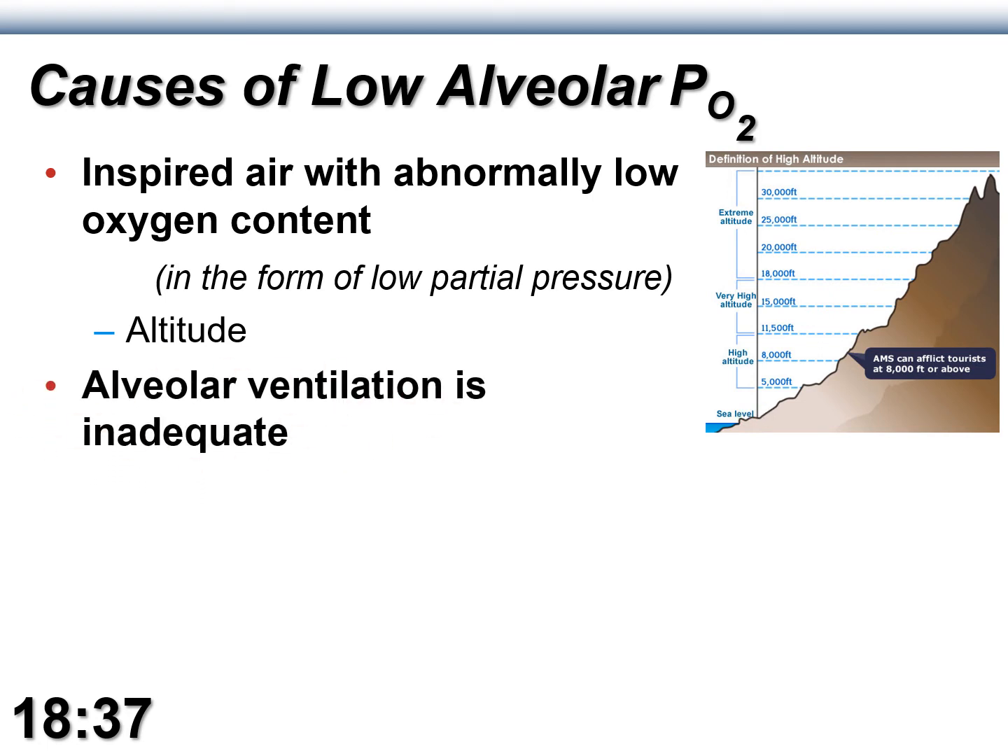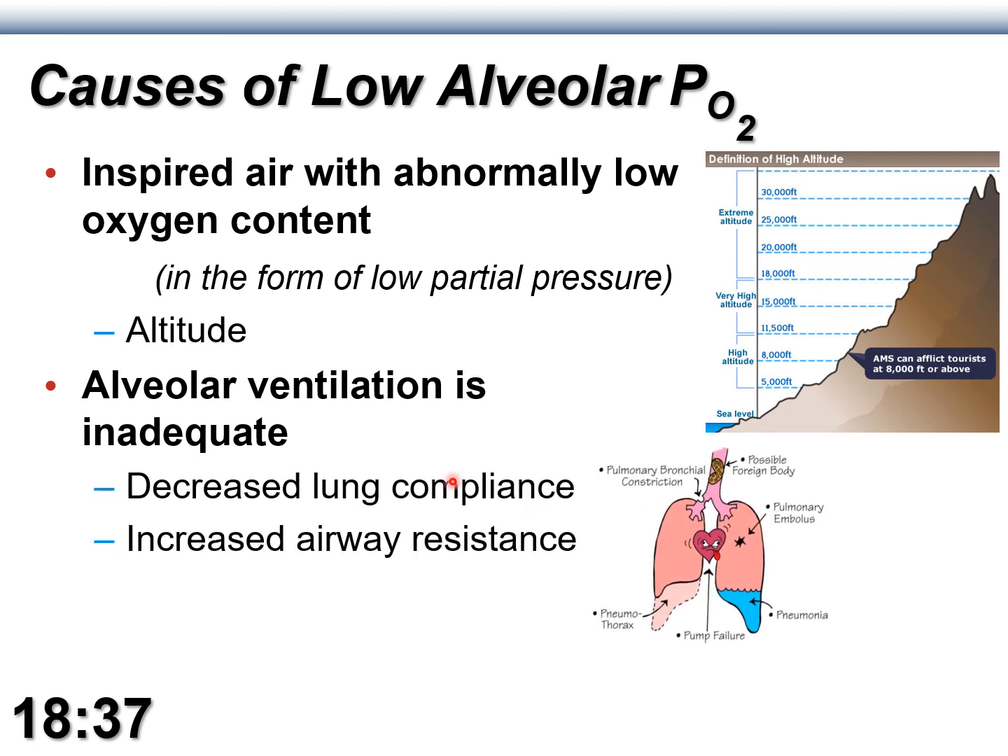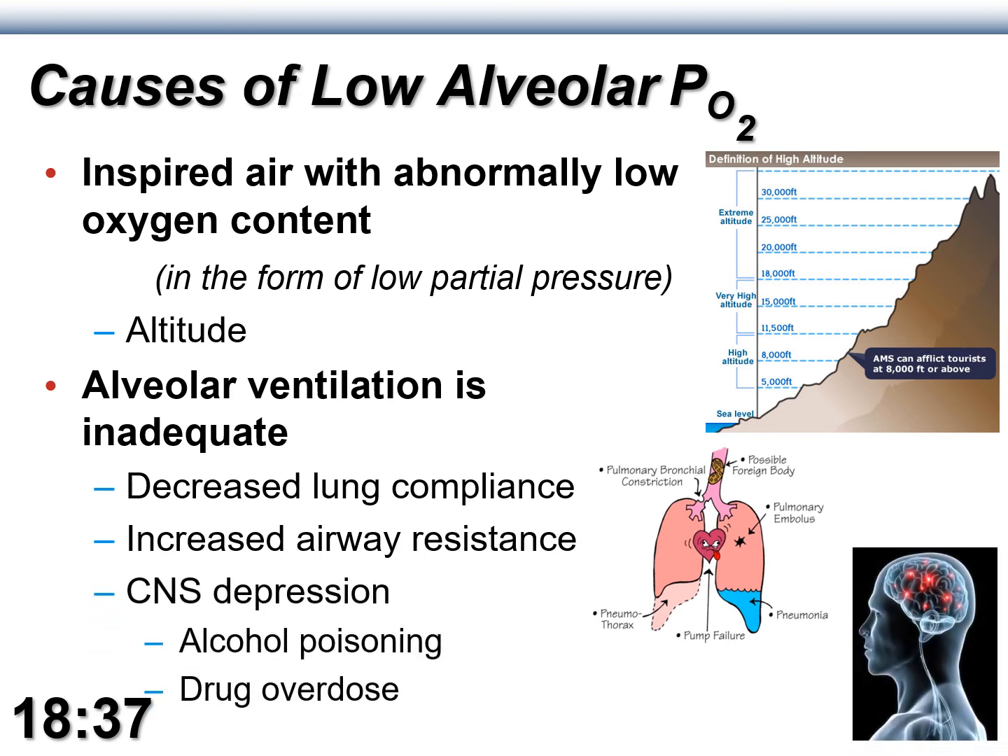Alveolar ventilation is inadequate. That can be because of issues where you can't expand the lungs properly, or we have increased airway resistance because of inflammation and/or occlusion, or we have issues with the breathing center in the brain being depressed, and so we're no longer breathing. Alcohol poisoning is very, very common. Drug overdose: this is part of the opioid crisis that's going on, that drug overdoses are suppressing the breathing center, and so you literally stop breathing. And if nobody's there, you suffocate.